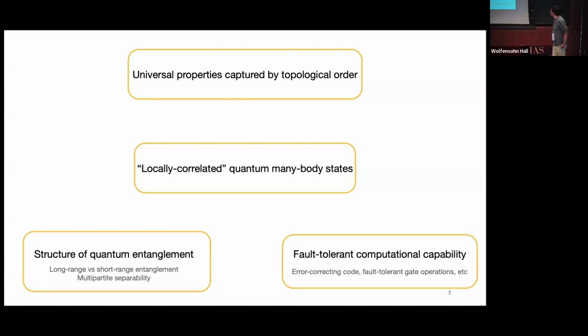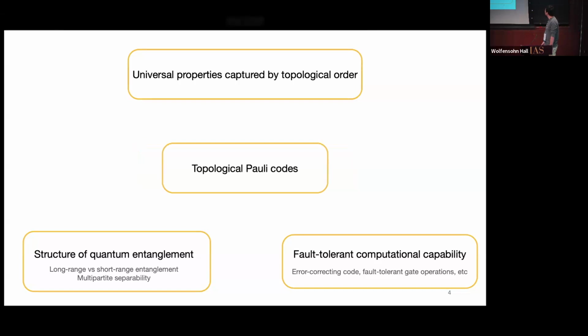Okay? There's also a more quantum information theoretic perspective on this problem, where we think about structures of quantum entanglement in these states, or in light of how they are used in fault-tolerant quantum computation. All right, so I'll try to exemplify these different perspectives on quantum many-body states using the example of topological Pauli codes, which is the subject of this talk, the title of the talk.